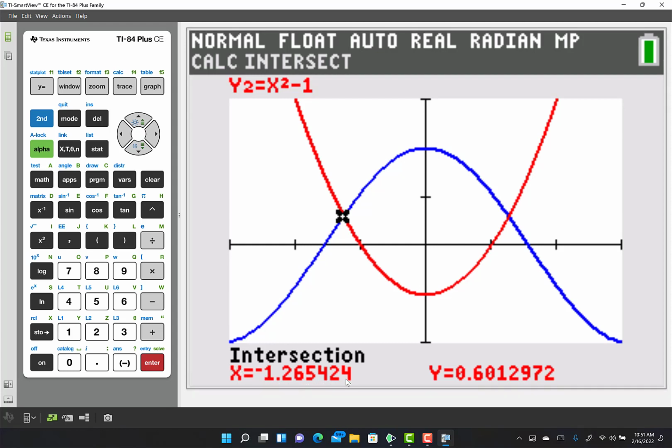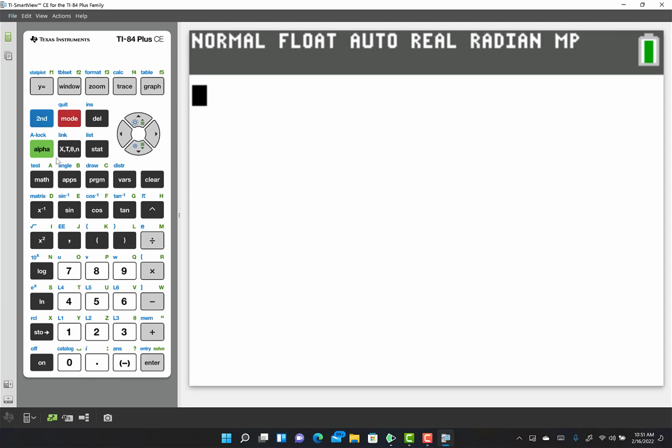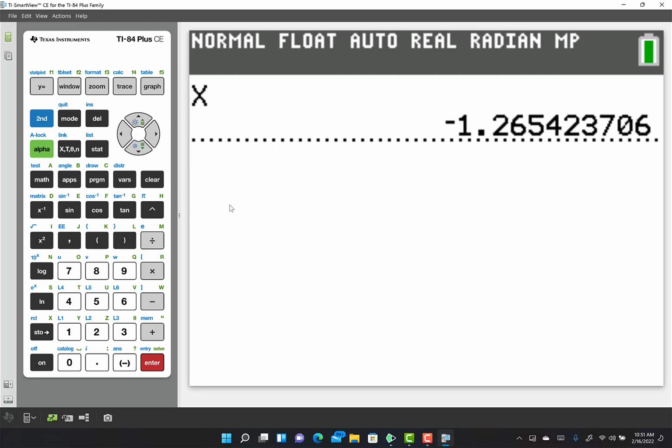And there it is, -1.265424. So, and I'm going to store that. Guess what letter I'm going to use? A. So there it is. If you push X, it comes out. And then just push store, alpha A.